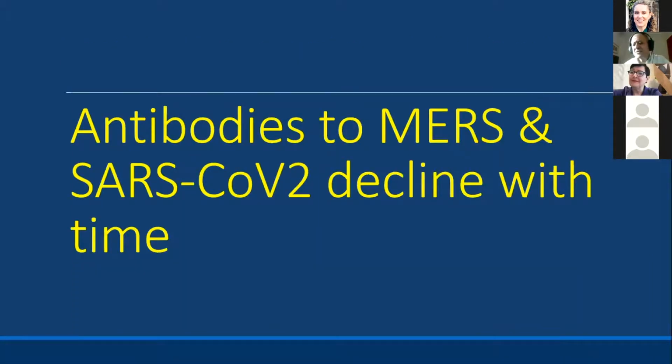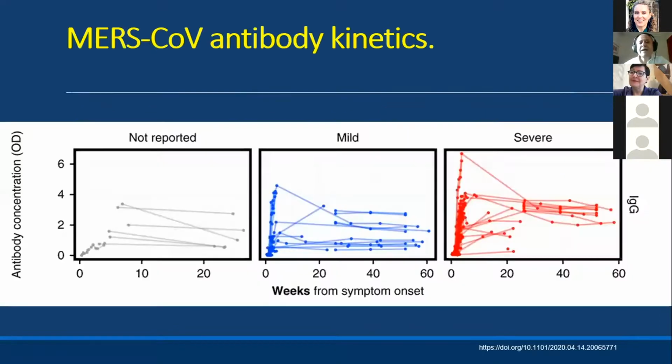It is very interesting to note that the antibodies to both MERS and SARS-CoV-2 decline with time. And we noticed in our setting, where we have in our hospital more than 270 healthcare workers infected with MERS-CoV, after 1 year of symptom onset, none of them had the antibodies to MERS-CoV. The antibodies completely disappeared.